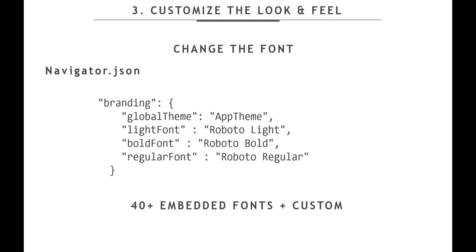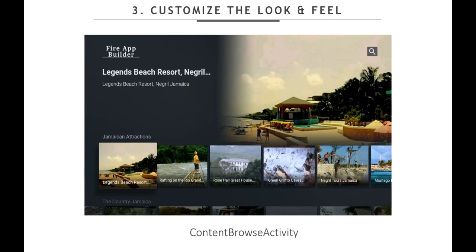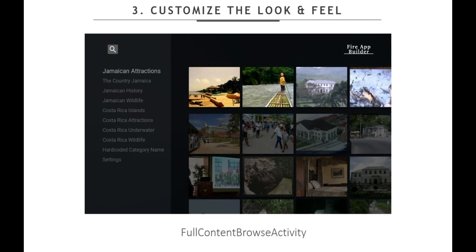Changing the look and feel, again, a JSON file that you configure. You can pick different themes and pick different fonts, and there's another file that you would configure colors and images in. There's two templates available, so you can change kind of the layout of the app. This is what we call content browse activity. So this is what you saw in the video, one row of content at a time, a bigger image of your image to show what you currently have selected. You can also pick full content browse, a more layout showing images across the screen and your categories on the left.